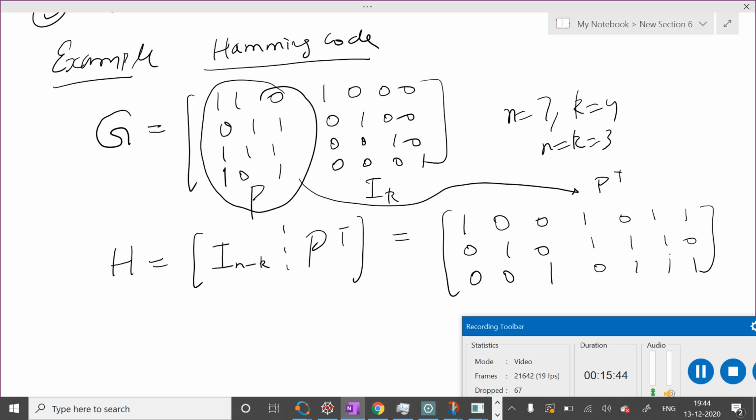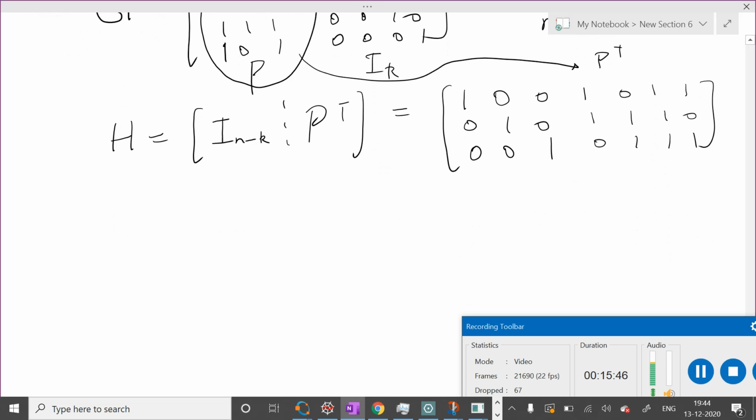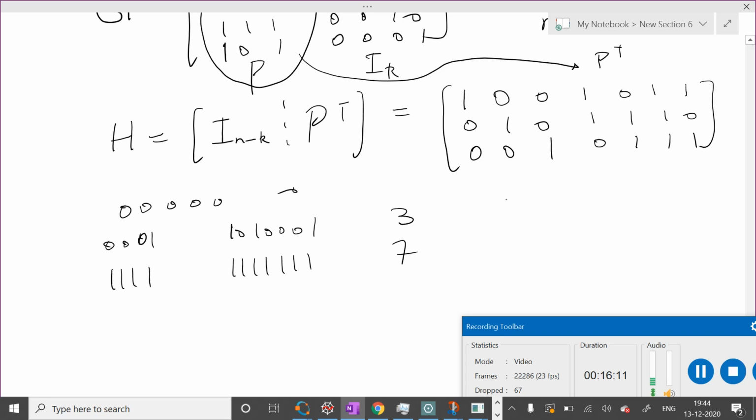You will observe that this is an example given in the book. Also, except the all-zero code word, which is obvious, its Hamming weight is 0. Suppose one of the messages is 0001, its code word is 1010001. It has Hamming weight 3. Similarly, there is a message of four 1s, its code word has Hamming weight 7. There are some code words whose Hamming weight is 4, and some whose Hamming weight is 3. The minimum Hamming weight in this code is 3, which is d minimum.